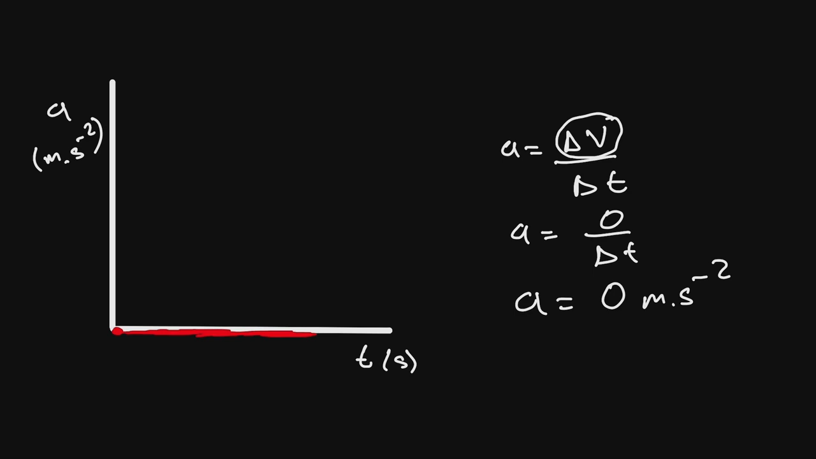Let's say, for example, here we have point A at 0, and then we have point B at 1 second, and then we have point C at 2 seconds. So for the entire motion here, the acceleration will be at the 0 line, because the velocity is constant. And for a constant velocity, the acceleration is 0.